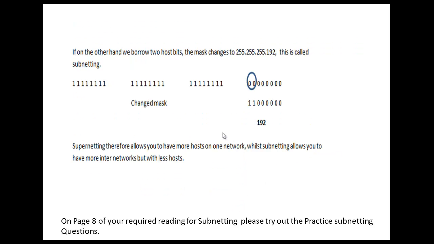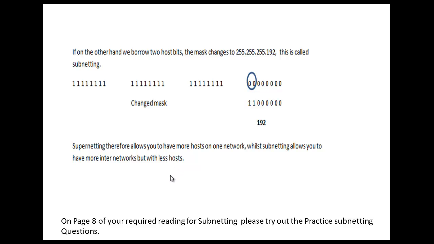Now, on the other hand, if we borrow 2 host bits, you're going to see that the network bits increase and the host bits decrease. And that is what we have been doing. We have been subnetting. Supernetting allows you to have more hosts on one network, while subnetting allows you to have more internetworks but fewer hosts.